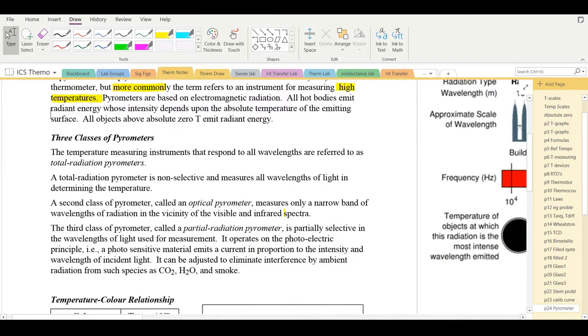All right, so brief mention, there are 3 classes of pyrometers. Some measure all wavelengths of incident light, and they're referred to as total radiation pyrometers. A second class of pyrometer is called an optical pyrometer. It measures a narrow band of radiation in the vicinity of the visible infrared spectra. Then there are partial radiation pyrometers that are fairly selective in the wavelengths they measure. They operate on the photoelectric principle, that is, a photosensitive material will emit a current in proportion to the intensity and wavelength of incident light. You're not required to learn the different kinds, I simply wanted to mention them to you.